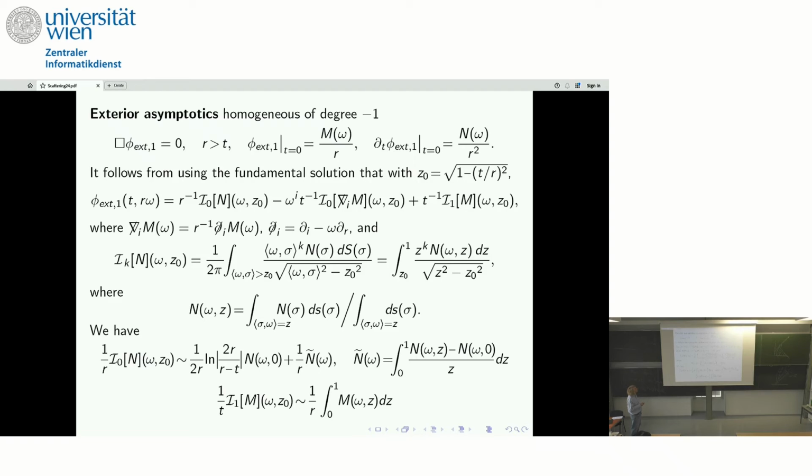Now we turn to the exterior problem, where we pose data in the exterior. We actually decided to look at the homogeneous equation, so we don't have anything on the right-hand side. I can use that one, actually.